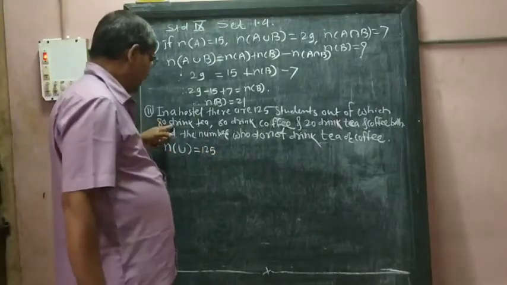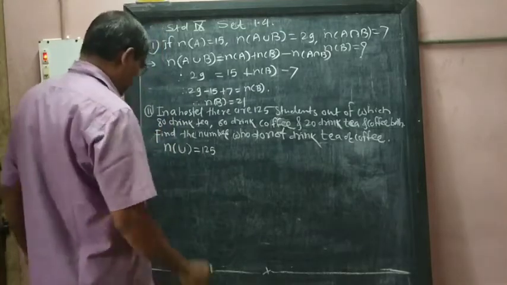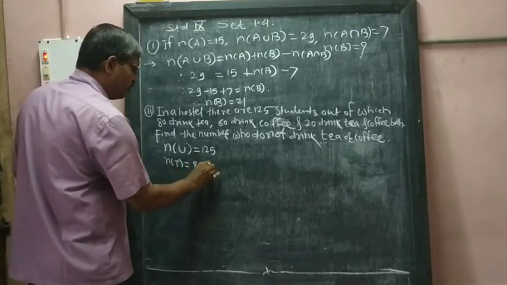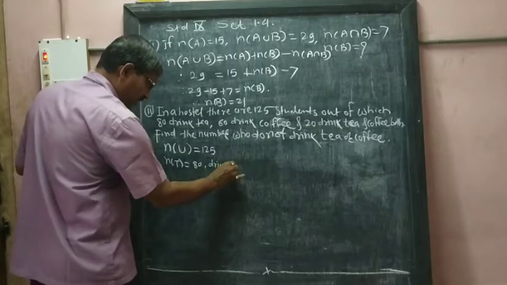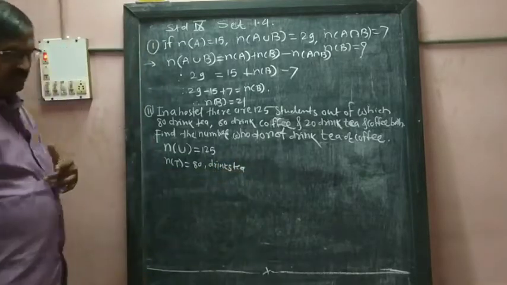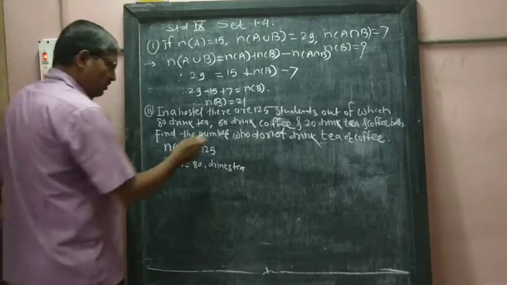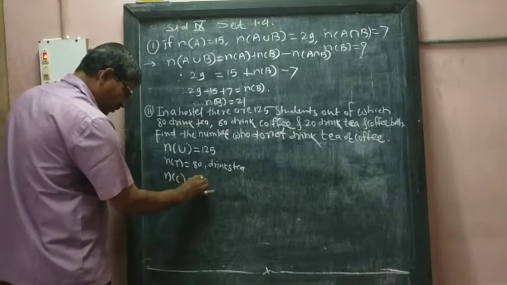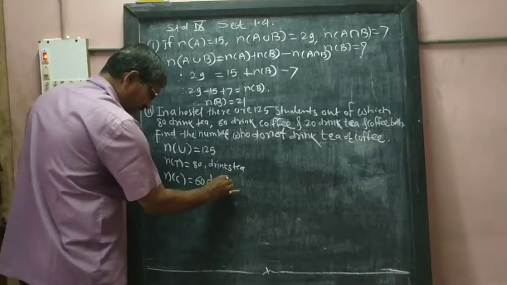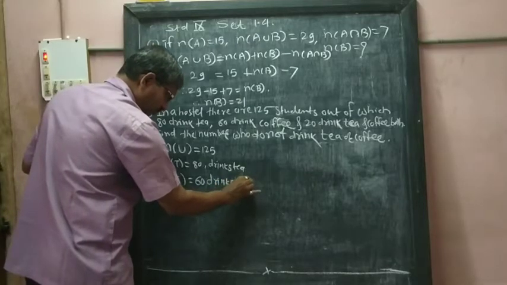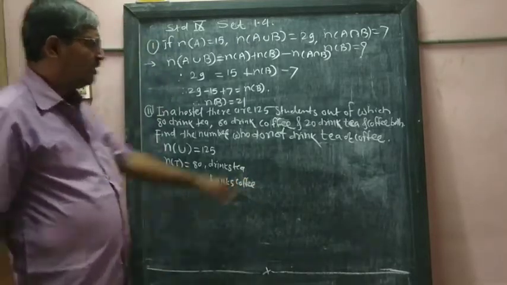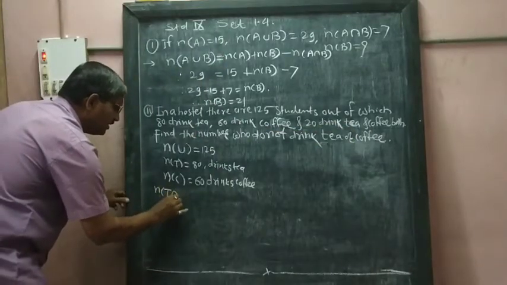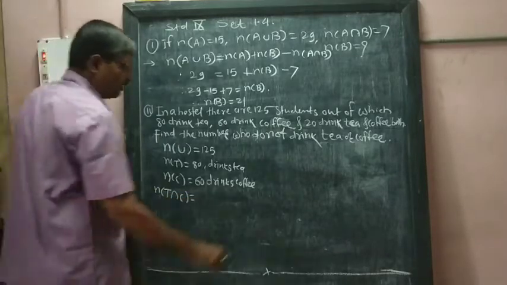Now, of these, 80 students drink tea, meaning the number of tea drinkers is equal to 80. Here you should mention drinks tea. T is the set of tea drinking students. Now 60 drink coffee. Number of C is equal to 60. Here you should write drinks coffee. And 20 students drink tea as well as coffee. Number of T intersection C is equal to how many students? 20.